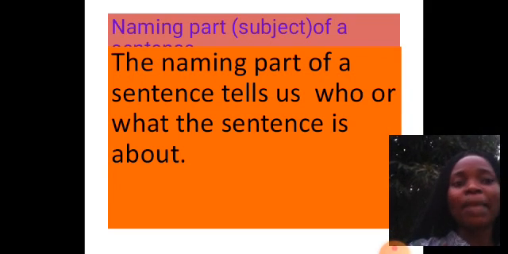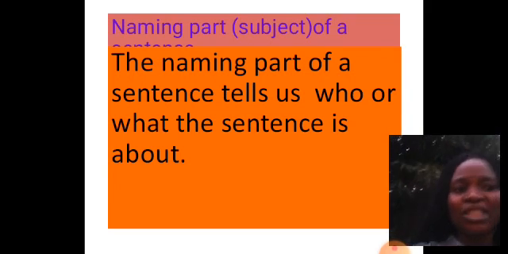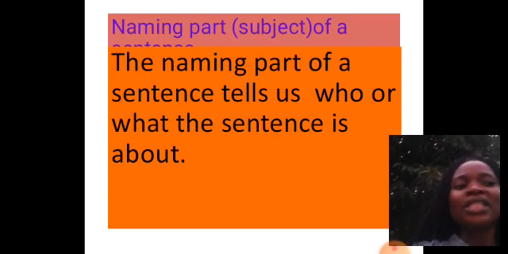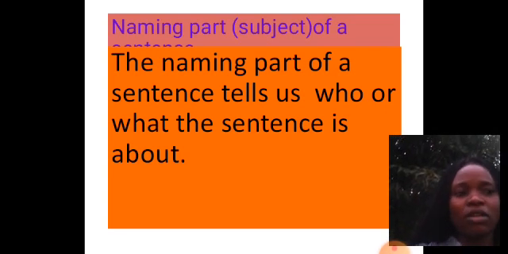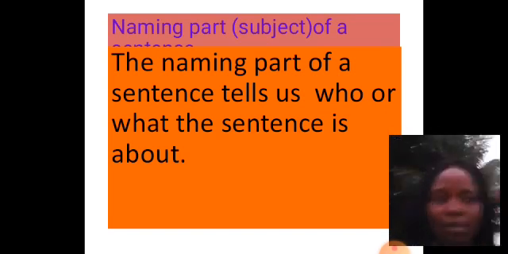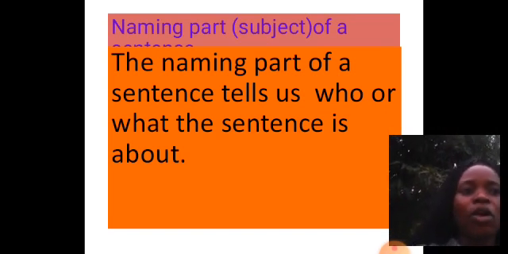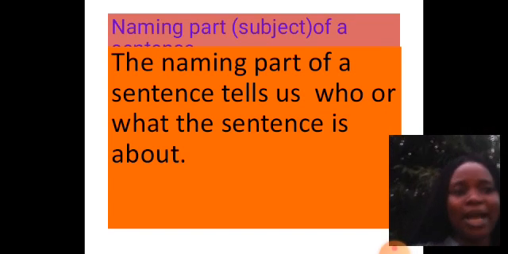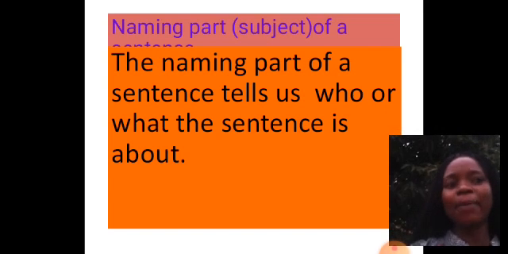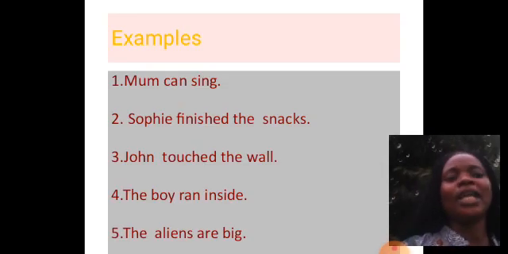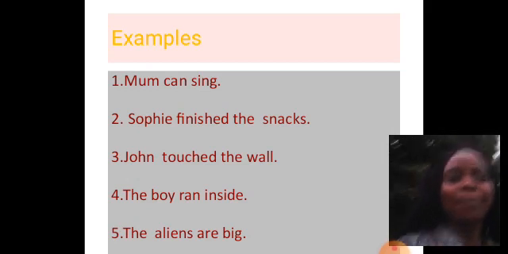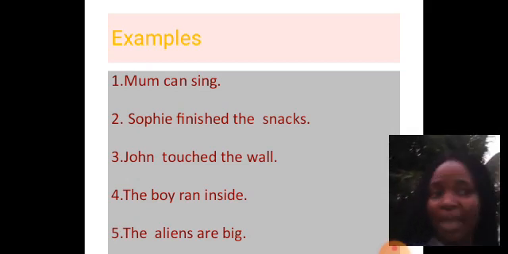But when you talk about the telling part, which is the predicate, we only tell you what is done by something, or by the person in the sentence. But here we're looking at the naming part, that is the subject. The subject part will tell us who or what the sentence is about. All right. Now let's give examples. Let's look at examples of the naming part.